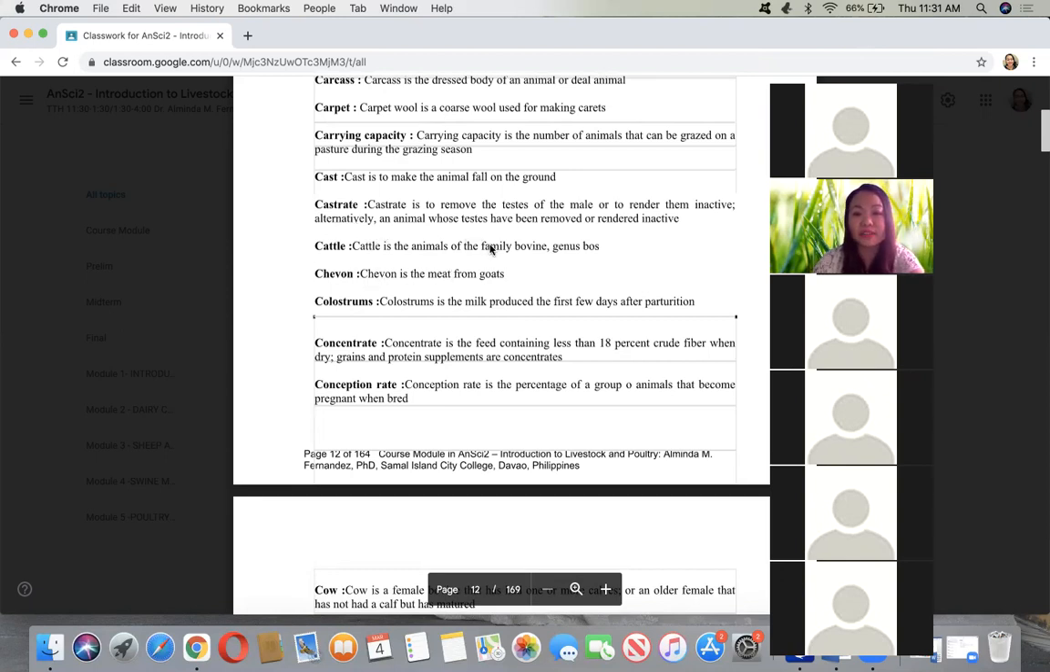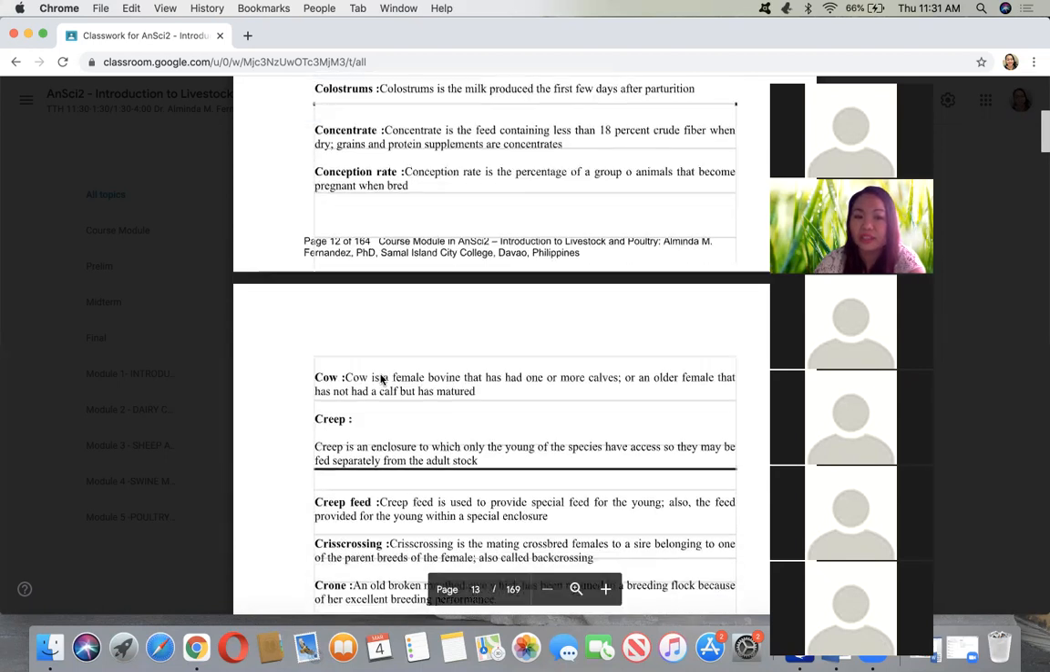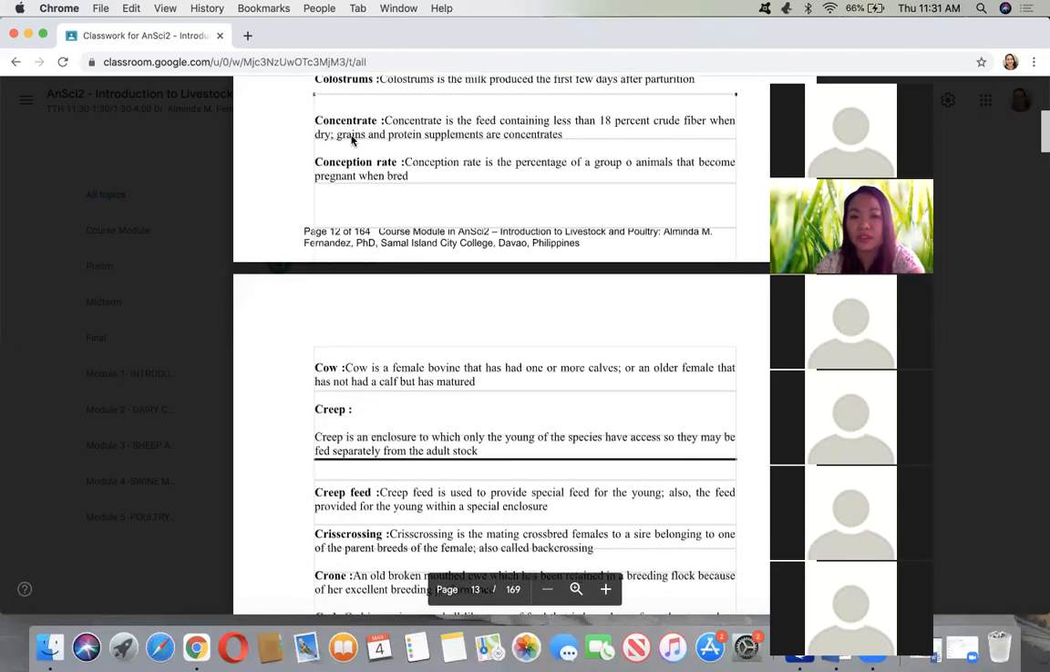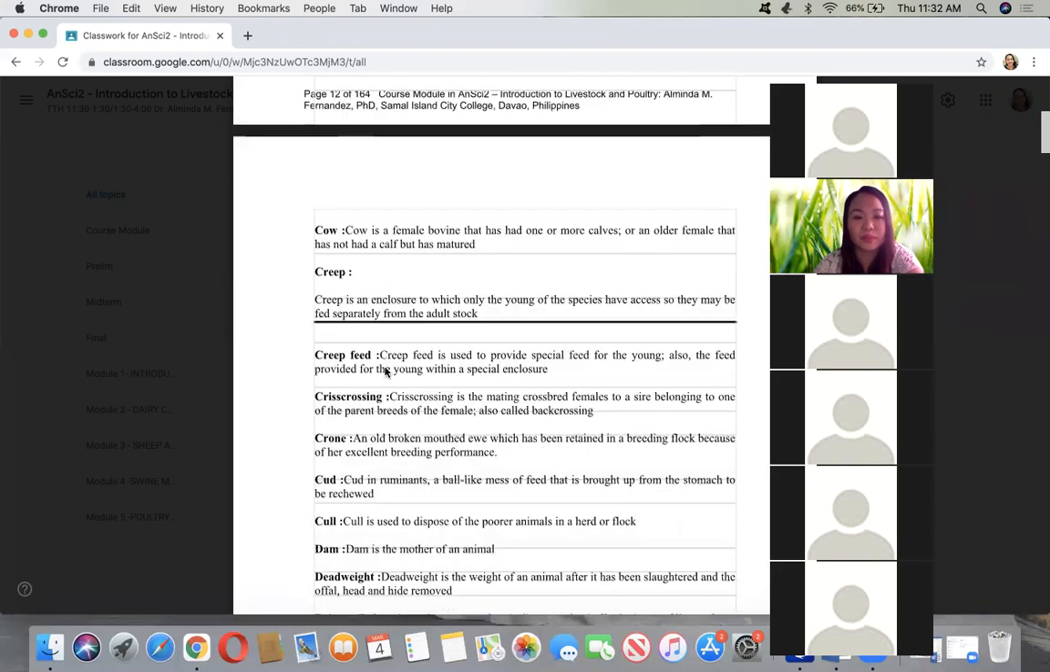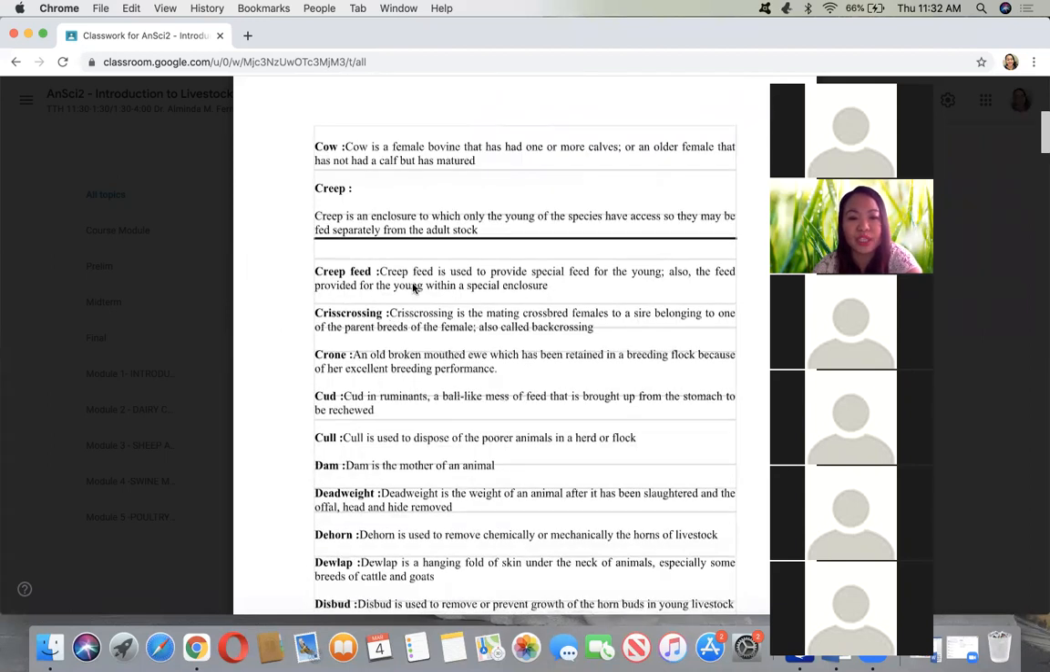Cattle is the animals of the family Bovidae, genus Bos, and chevon is the meat from goats. Colostrum is the first milk. Concentrate is feed containing less than 18% fiber. Conception rate is the percentage of animals pregnant when bred. Cow is the female bovine. Creep is an enclosure to which only the young of the species have access. They may be fed separately. And creep feed is used to provide the special feed.